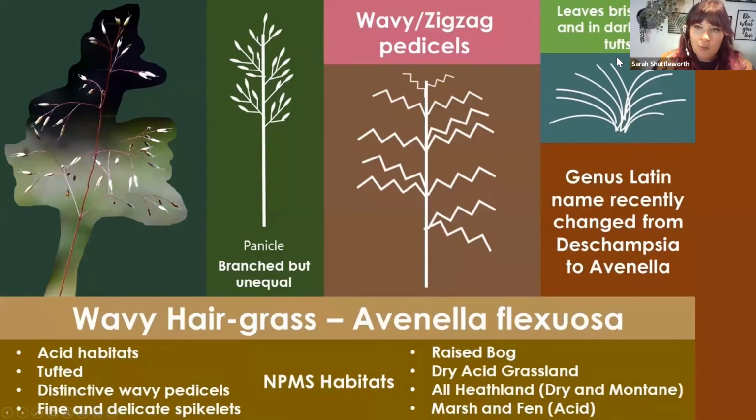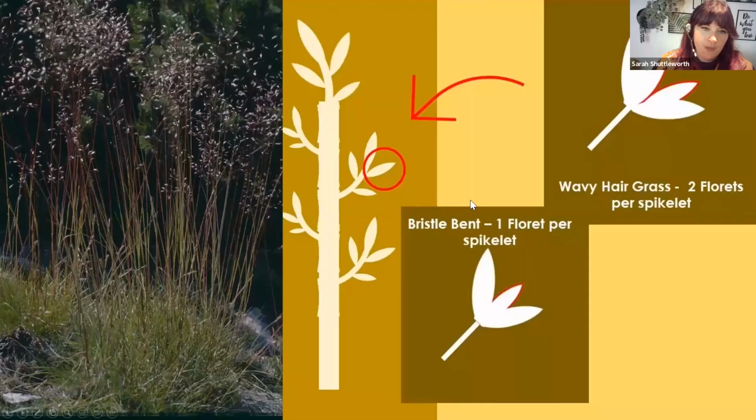The leaves are kind of bristle-like and thin and enrolled and in dark green tufts, and usually much shorter than the inflorescences. You can see that this one appears in quite a few of our NPMS habitats: raised bog, all of the heathland and the marsh and fen for acidic as well. And just to re-emphasize, the spikelets should have 2 florets per spikelet, unlike something like Bristle Bent, which it could potentially be confused with, which would only have 1 floret per spikelet.